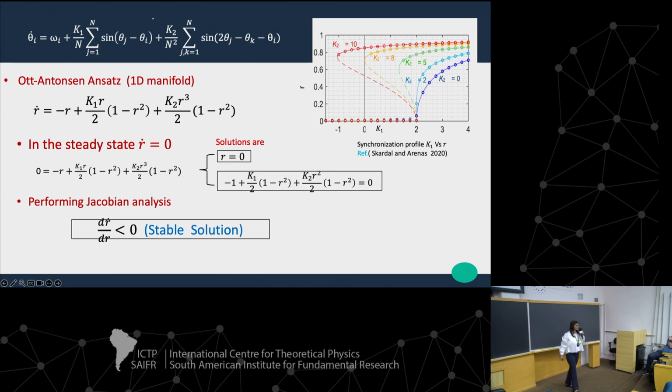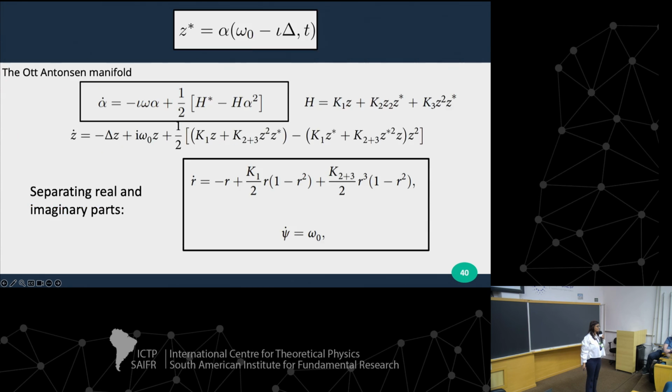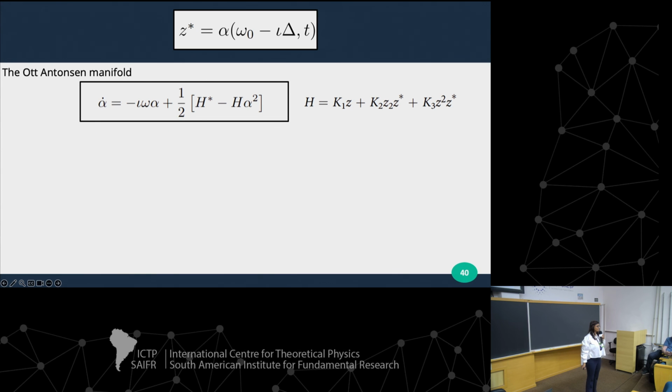And the phase diagrams you show, the order parameter as a function of the coupling strength, you showed, I think, two examples. How do these diagrams depend on the phase lag?